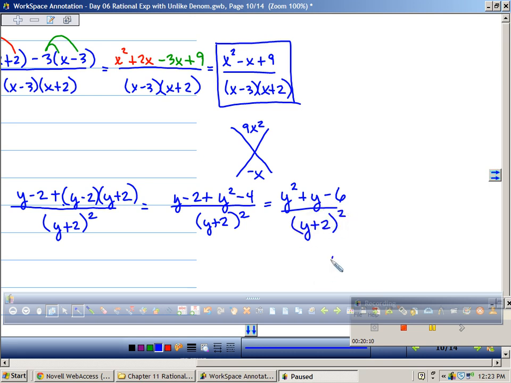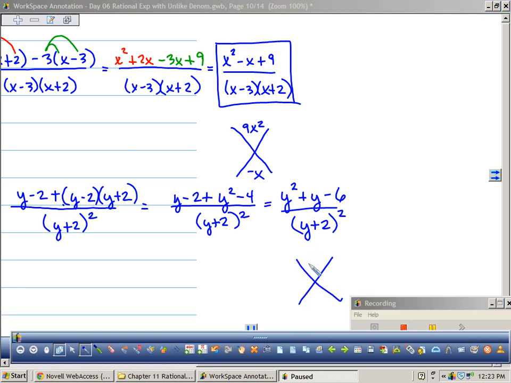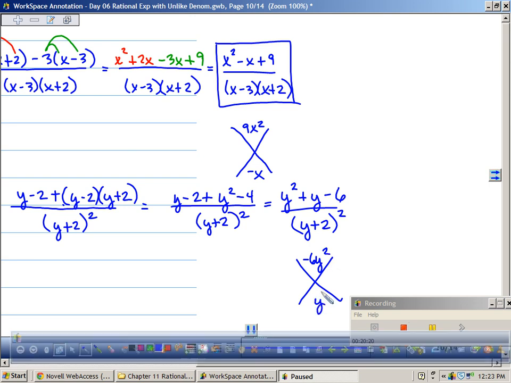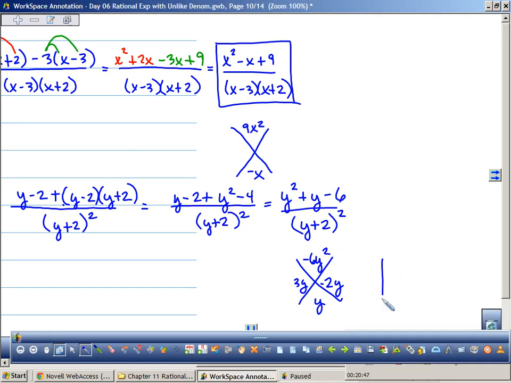And can this be factored? I don't think so. Negative 6, y squared, positive y. Yeah, it can. Anybody see it? Negative 3y and 3y and negative 2y makes negative 6y. Isn't 3y minus 2y y? Let's keep factoring and see what happens.